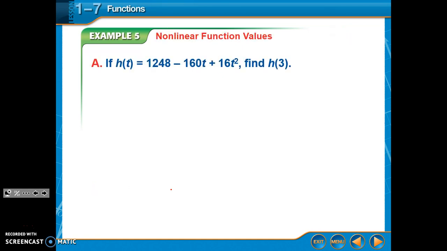Okay, last thing we want to do is something a little bit more complex. Now the name of my function is h, my variable is t. So when I say h of 3, it's saying, what do I get for my function h when I put in 3 for its variable, which is t? So I'm putting in 3 for that t, just on that one side, not on the side that has this. So I do minus 160 times 3 plus 16 times 3 squared. Now I'm going to simplify this.